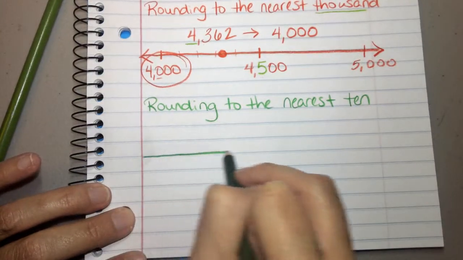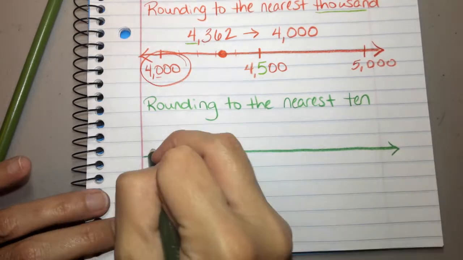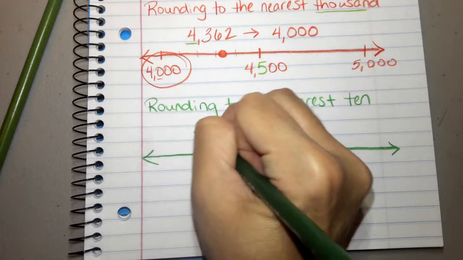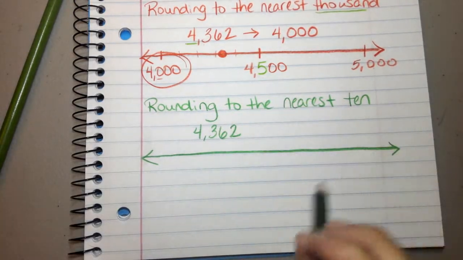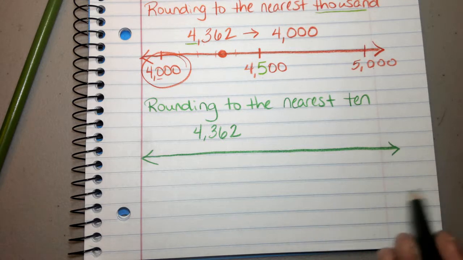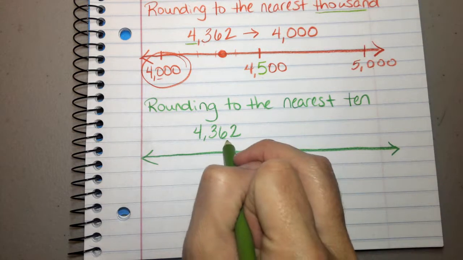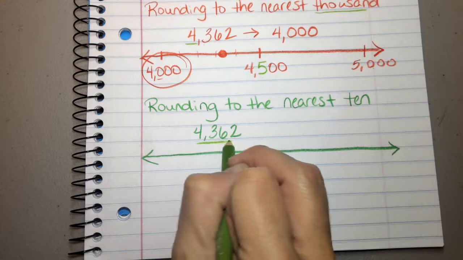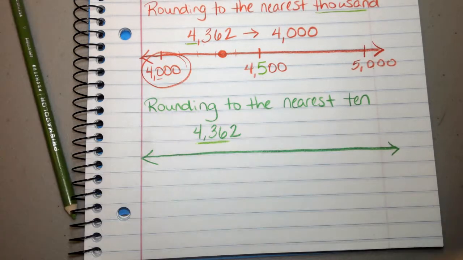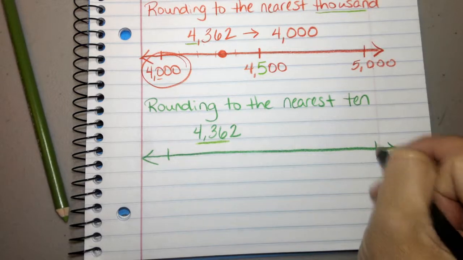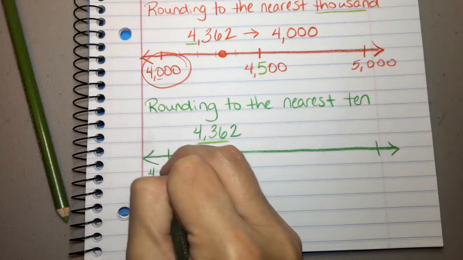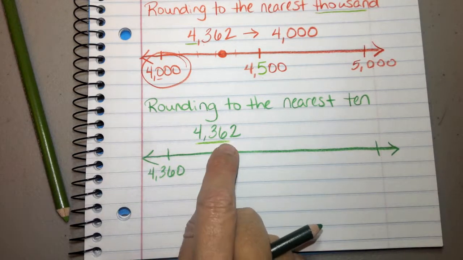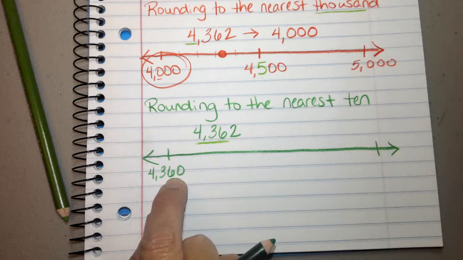Okay, so I'm going to make another number line. And I'm actually going to do the same number. I'm going to do 4,362. And we're going to round this to the nearest 10. Okay, so I'm looking at the tens place. And I've got to keep everything that's over here to the left of the tens place. So right here, either side of my number line, 4,360. Okay, so because the 10 that's right before my number is 4,360.